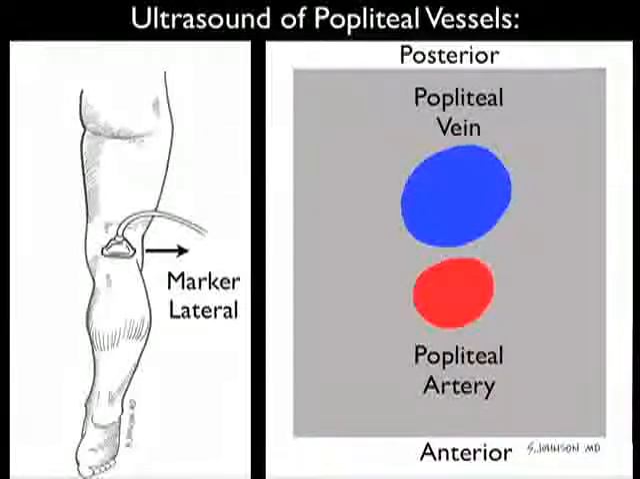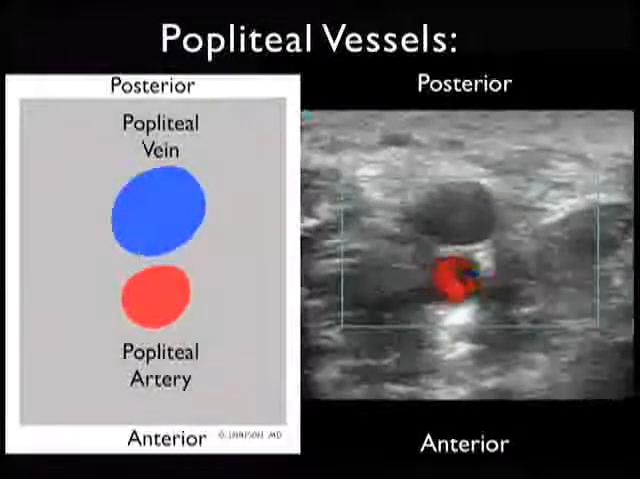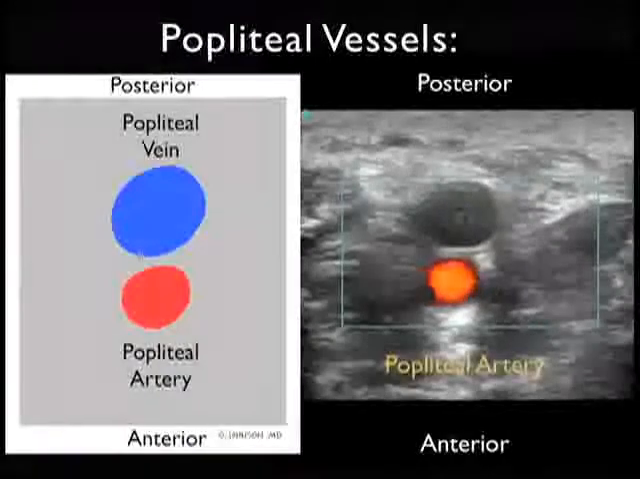Note that the popliteal vein will be located closer to the probe, or posterior to the popliteal artery, which will be further away from the probe or more anteriorly located as shown in this image. In this image, we'll use color flow Doppler to further differentiate the popliteal artery from the popliteal vein.